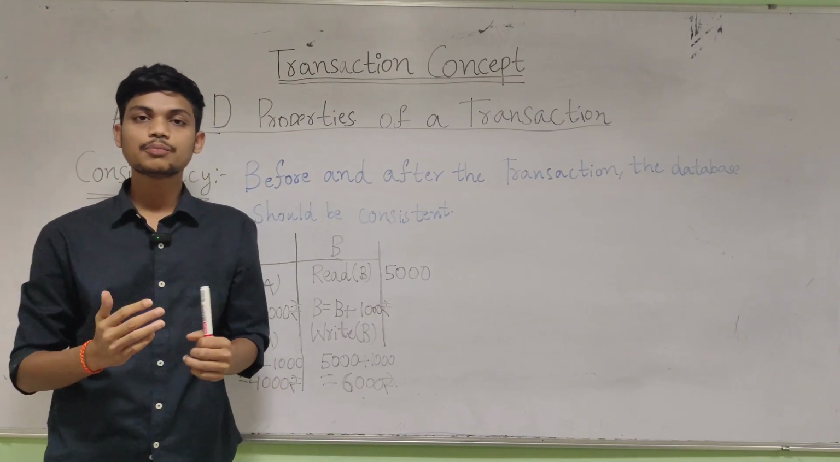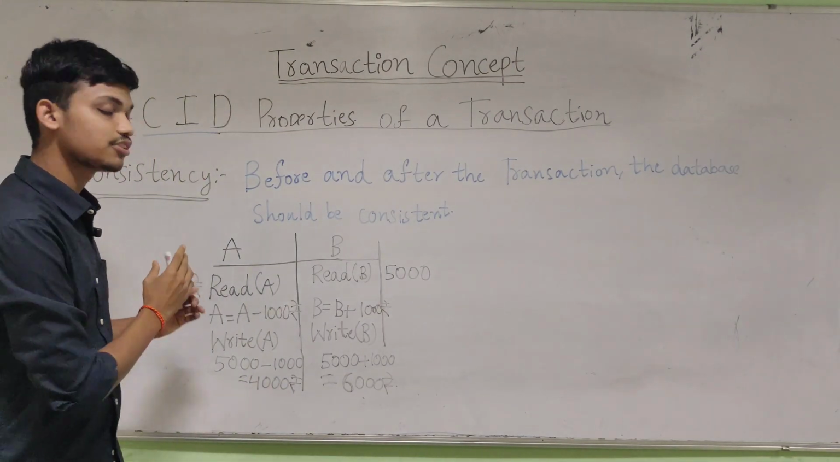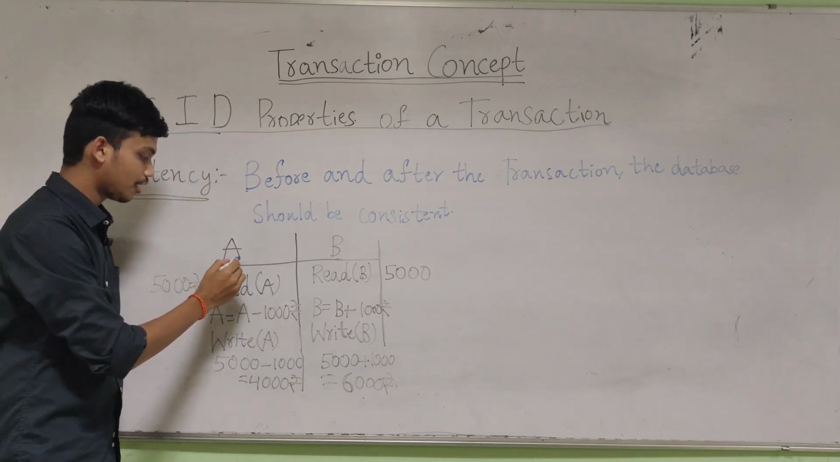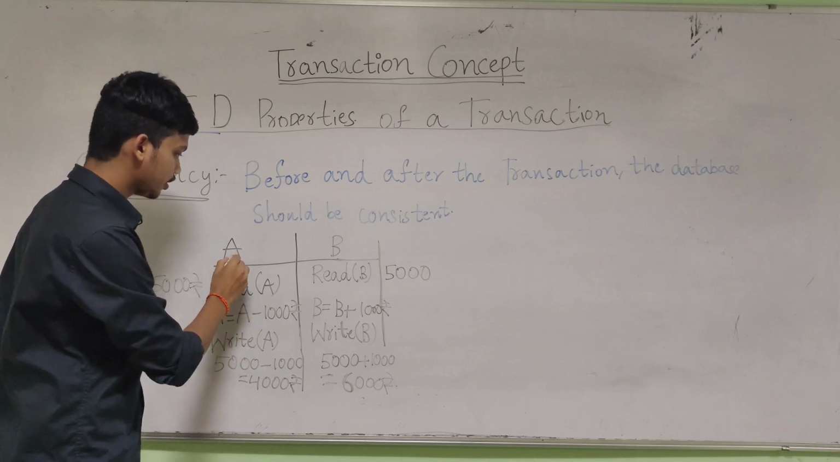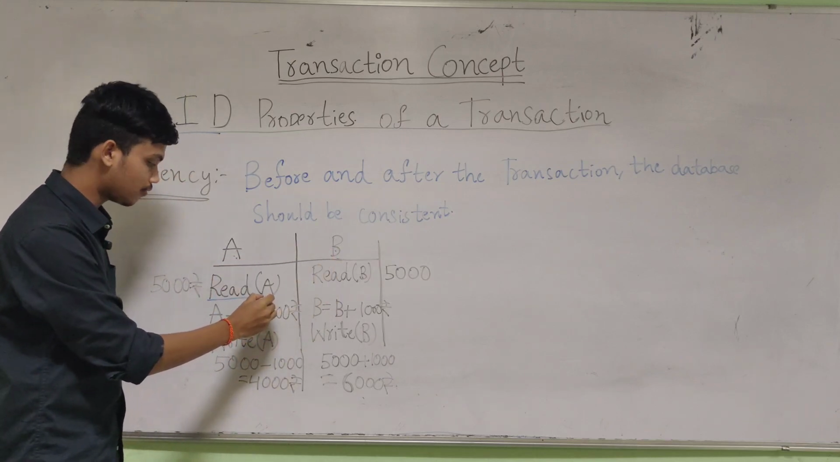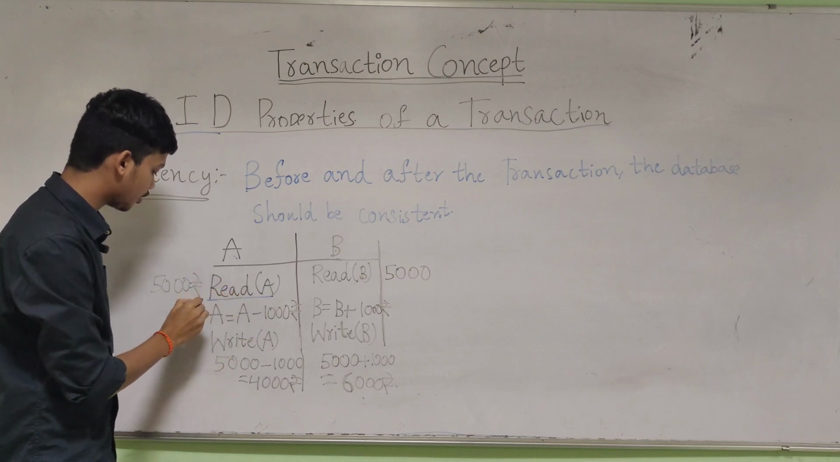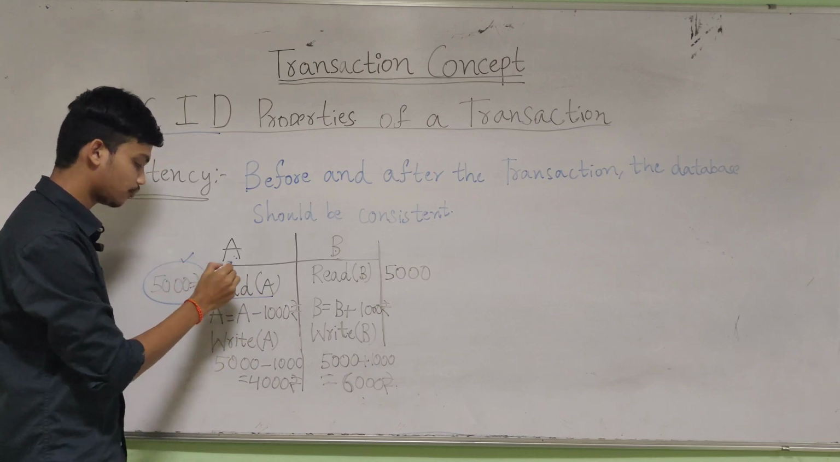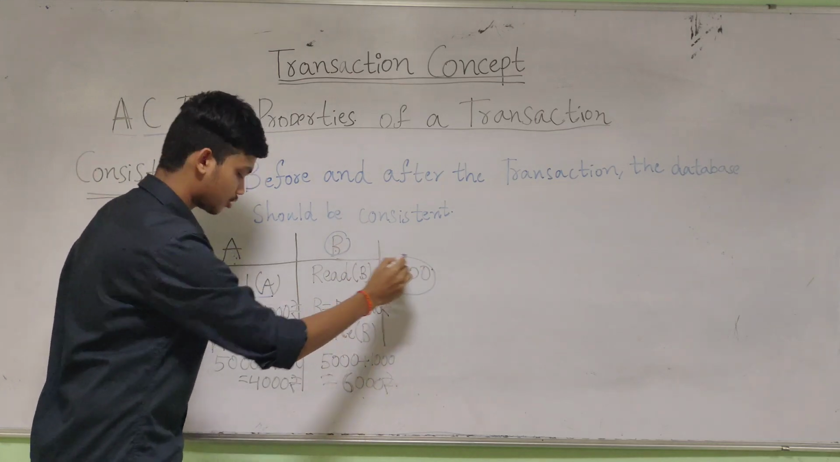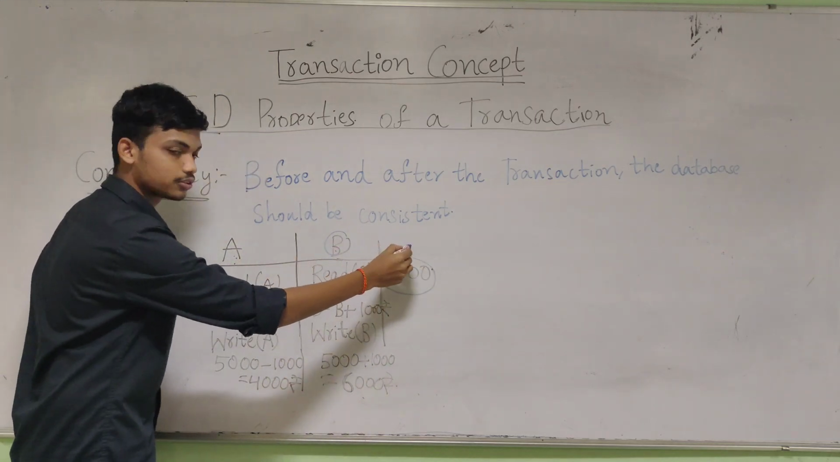Now we are discussing consistency. Consistency of a database. What is consistency? Now take a look at this example. I have taken this example previously. A and B are there. First A has read the value of his account money from this transaction. Then B has read the value of money from his transaction. Both are having 5000 rupees.